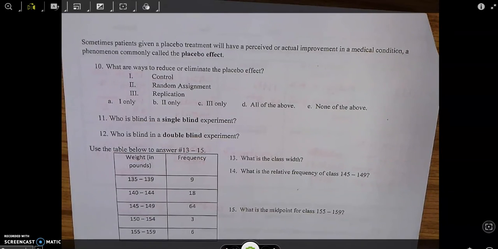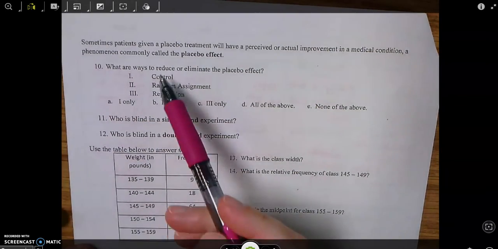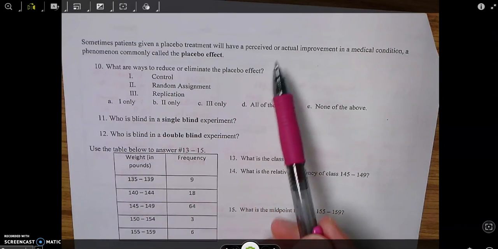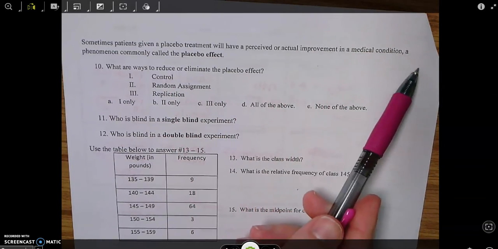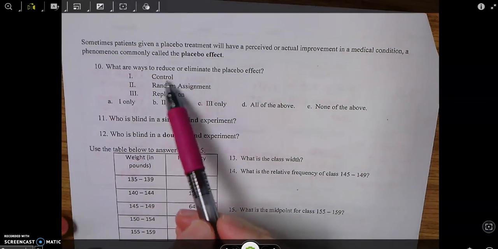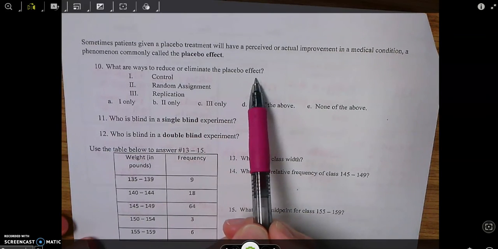Hey guys, so let's move on to the placebo effect. Some patients are given a placebo treatment which has a perceived or actual improvement in a medical condition, a phenomenon commonly known as the placebo effect. How do we reduce or eliminate the placebo effect?